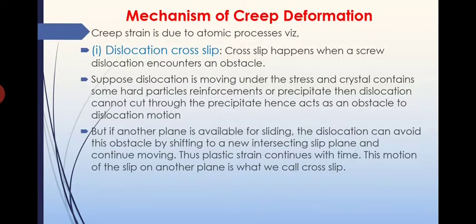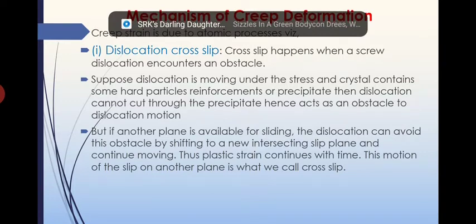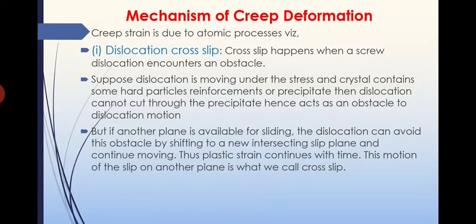Since the dislocation is moving along a cross plane, that is why it is called cross slip. Cross slip happens when a screw dislocation encounters an obstacle. Suppose the dislocation is moving under stress and the crystal contains some hard particles, reinforcements or precipitates. Then the dislocation cannot cut through the precipitate, and hence it acts as an obstacle to the dislocation motion. But if another plane is available for sliding, the dislocation can avoid this obstacle by shifting to a new intersecting slip plane and continue moving. Thus plastic strain continues with time.